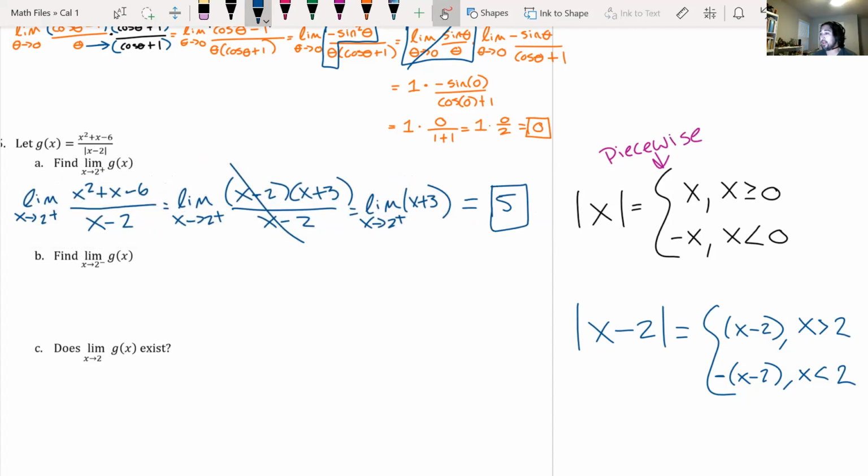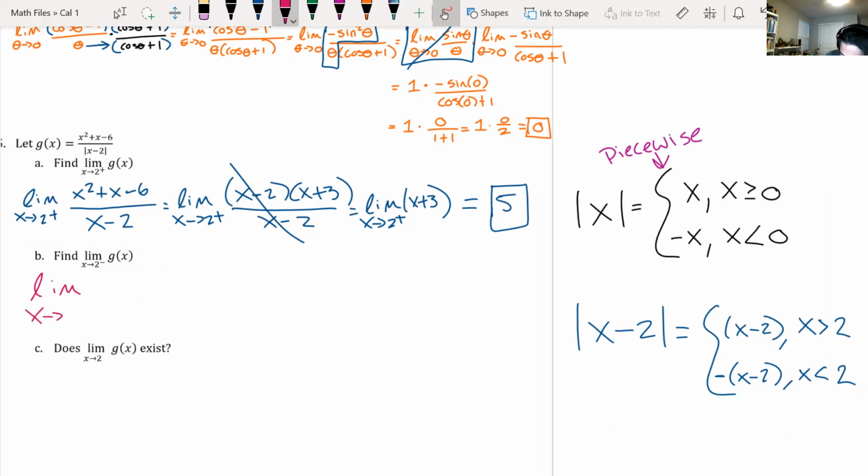All right. Everybody good with that? Because now we're going to do it again from the left side. So here we go. We are approaching 2 from the left. And if you approach a number from the left, are you greater than or less than? Less. We are less than. Meaning my denominator is going to be what now? Negative parentheses x minus 2.